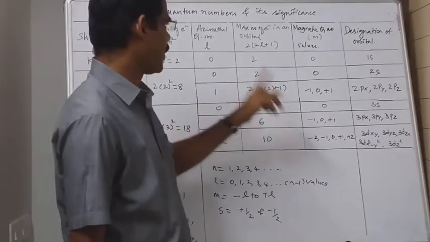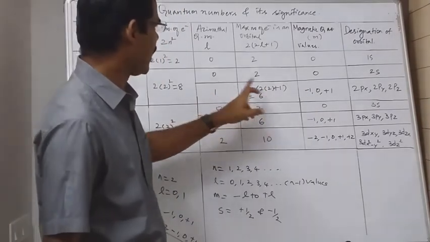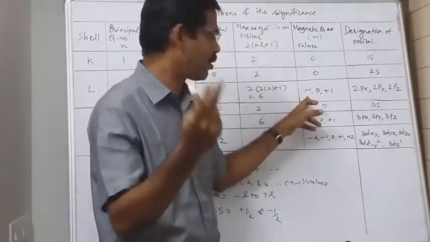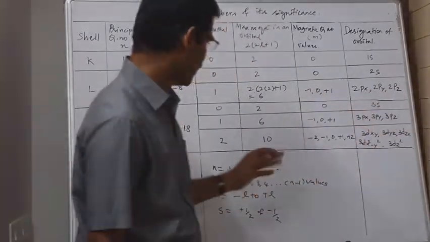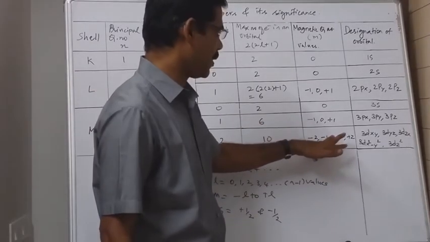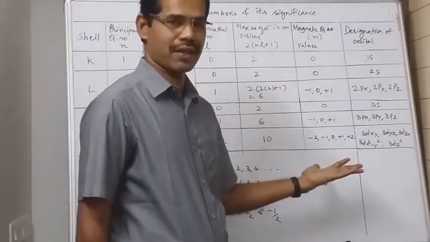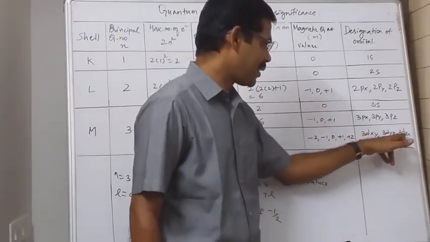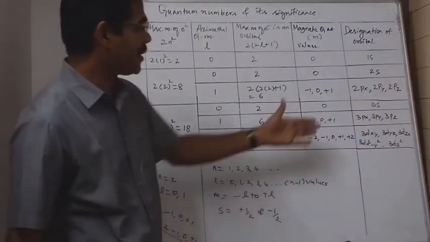Second, suppose L is equal to 1. Then we mentioned that we have 3 values of m, which correspond to 3 orientations and therefore 3 orbitals. Those 3 orbitals are px, py, pz. Likewise, when L is equal to 2, m corresponds to minus 2, minus 1, 0, plus 1 and plus 2. So totally 5 values, which correspond to 5 orientations and 5 orbitals, and they are dxy, dyz, dzx, dx square minus y square and dz square. These are all the designations for those orbitals.